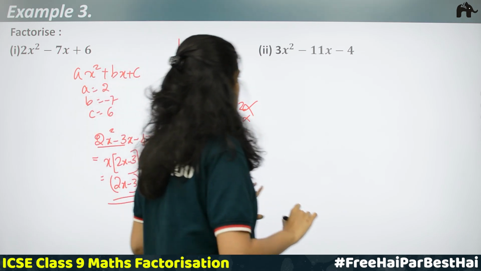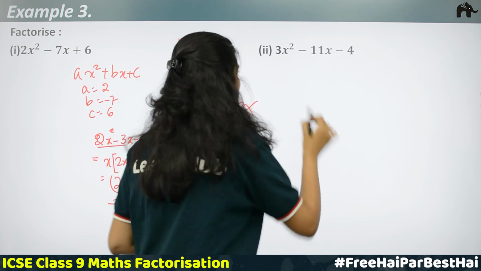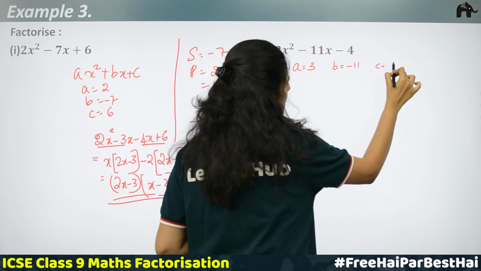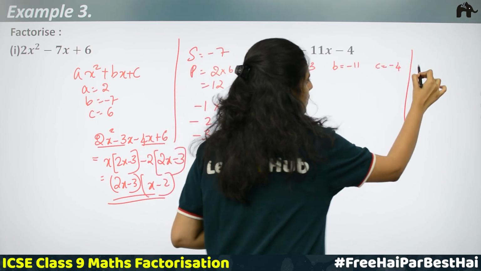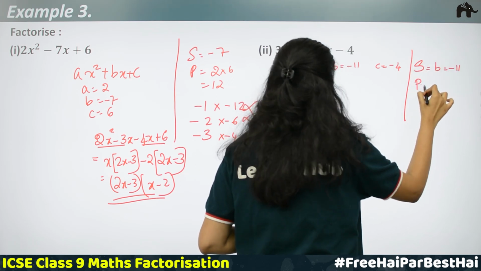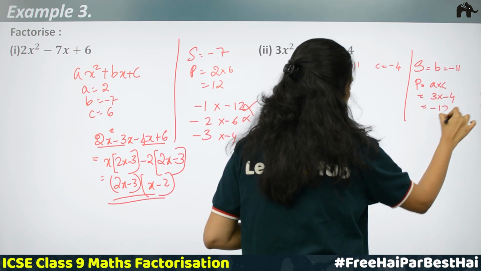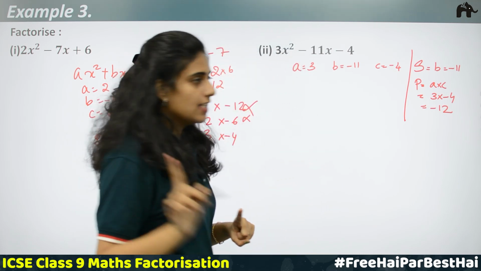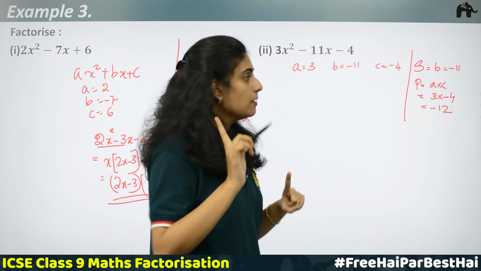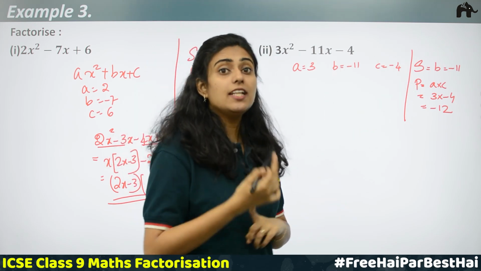Now, the next one, 3x square minus 11x minus 4. Here, a is equal to 3, b is equal to minus 11 and c is equal to minus 4. So first sum will be equal to b, which is equal to minus 11, and product will be equal to a into c. Here 3 into minus 4, which is minus 12. Okay. Now we are getting product negative. Product negative means one of the two numbers chosen will be negative. Okay. And the sum is negative, which means the greater number is negative.